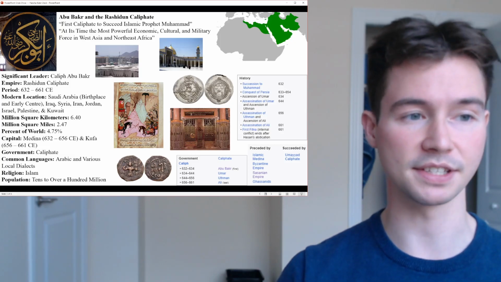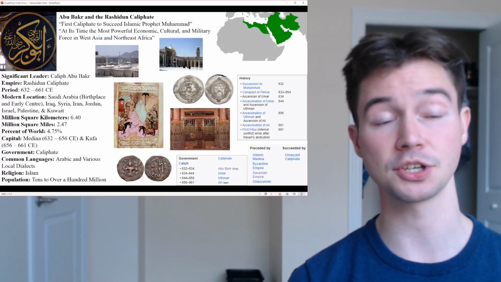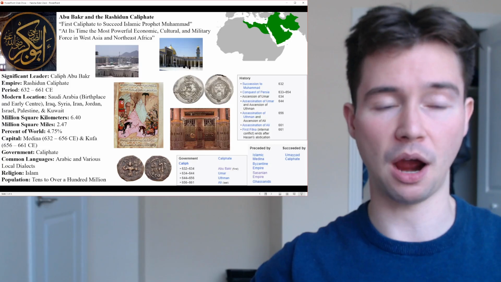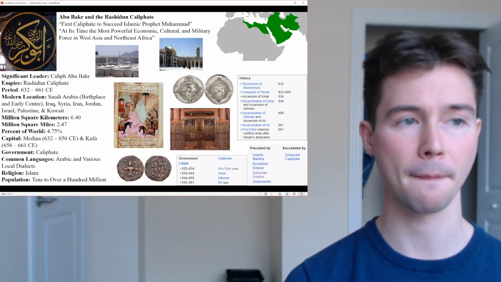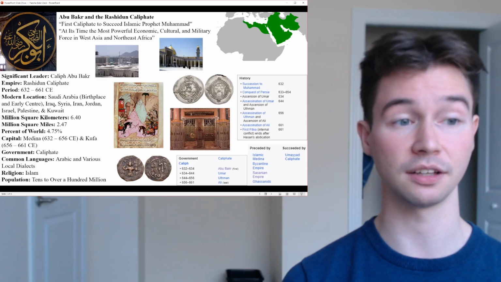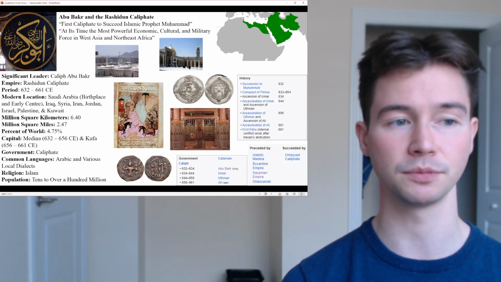As for the content of the slide, the title is Abu Bakr and the Rashidun Caliphate. It was the first caliphate to succeed the Islamic prophet Muhammad. At its time, it was the most powerful economic, cultural, and military force in West Asia and Northeast Africa. The significant leader was Caliph Abu Bakr, the empire was the Rashidun Caliphate, and the period was from 632 to 661 CE, Common Era.